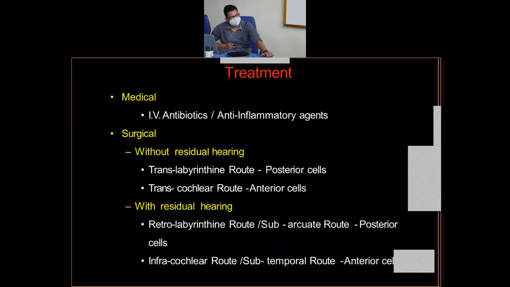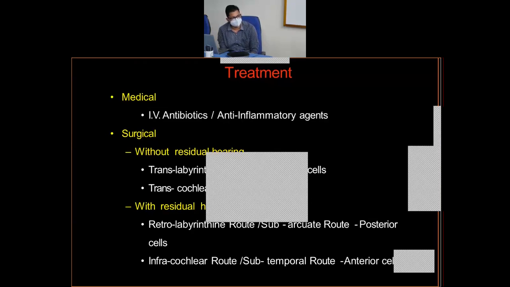Okay. Then treatment. Usually treatment is almost the same for all complications of CSOM. Only the surgical approach is different for different complications, but otherwise you have to start antibiotics because all these complications are due to infection. So you have to start antibiotics and you have to start anti-inflammatory agents.